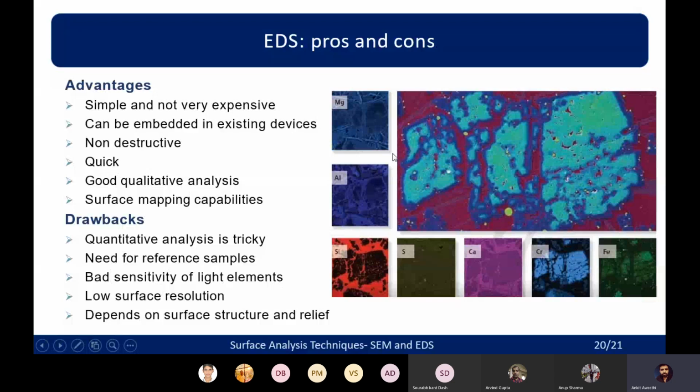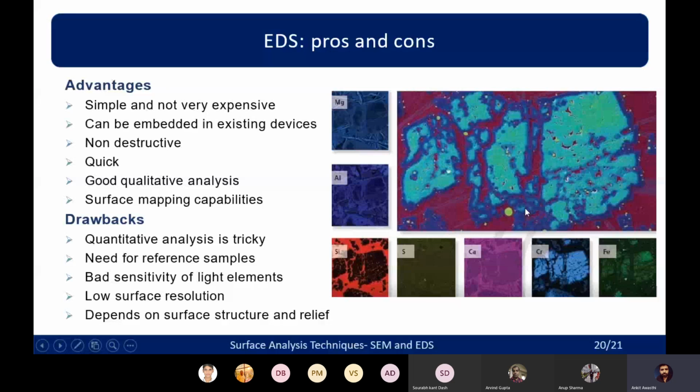Here you can see a sample surface, and after performing the scan, it has shown different colors present. What these colors represent is written here: magnesium looks like this, aluminum like this, silicon like this. So it also has a capability of surface mapping.